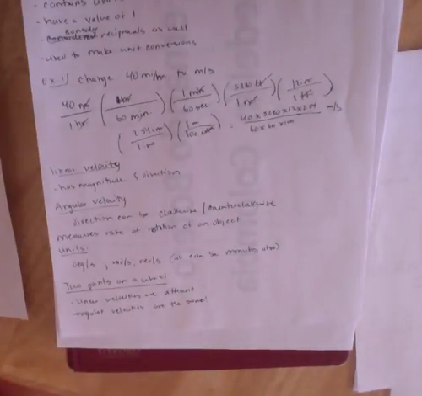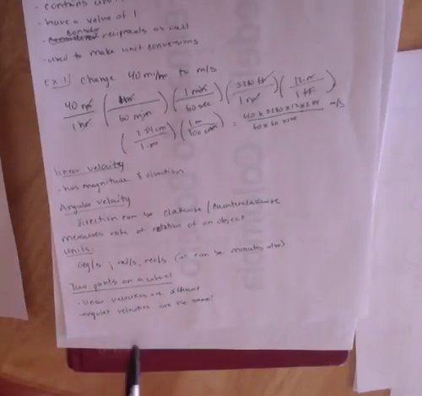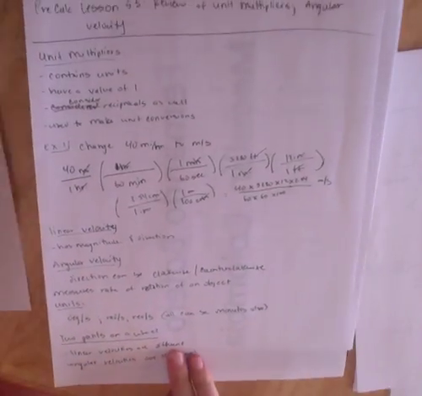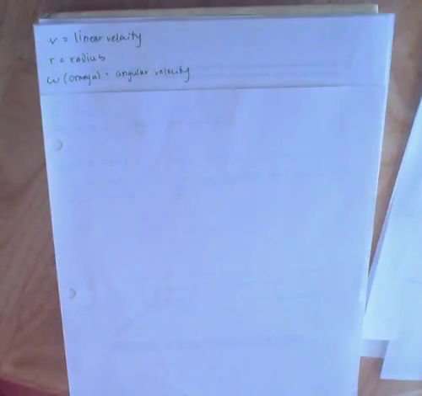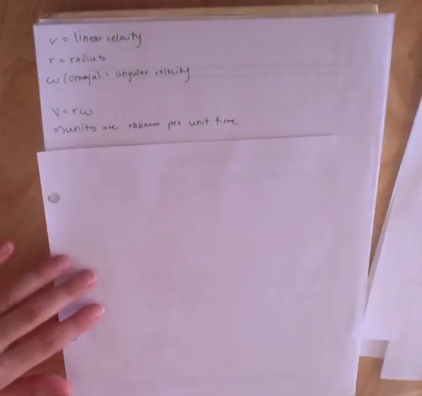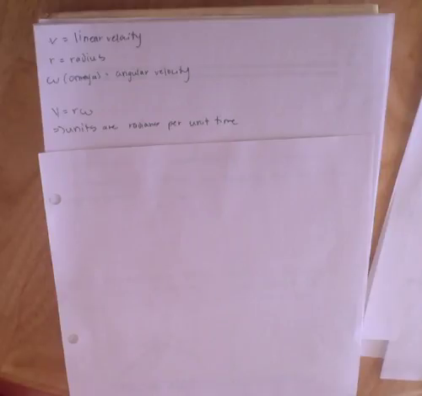And if we have 2 points on a wheel, something rotating, okay, the linear velocities are different, but the angular velocities are the same. If 2 things are on the same wheel, then they are rotating at the same rate. Okay. Now, V is our linear velocity, R is our radius, and omega, it's not a W, it's omega, is our angular velocity. In this formula that we use, V equals R omega. Okay, this is to find our linear and angular velocity.